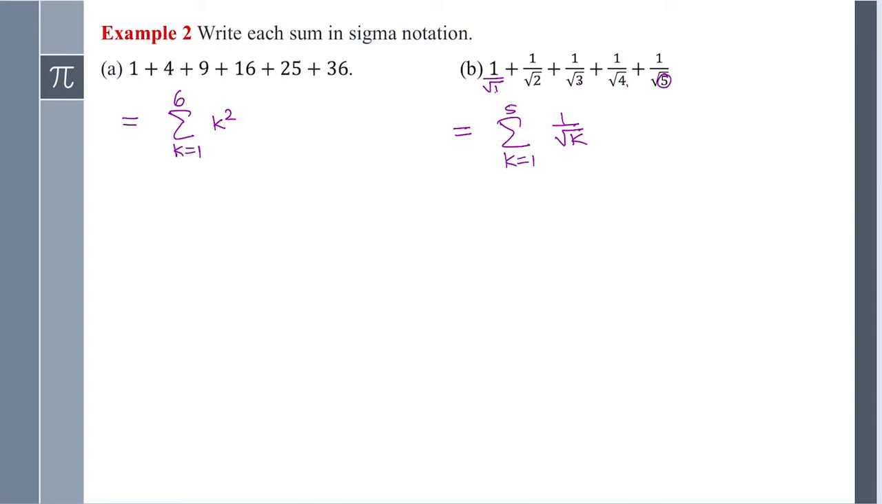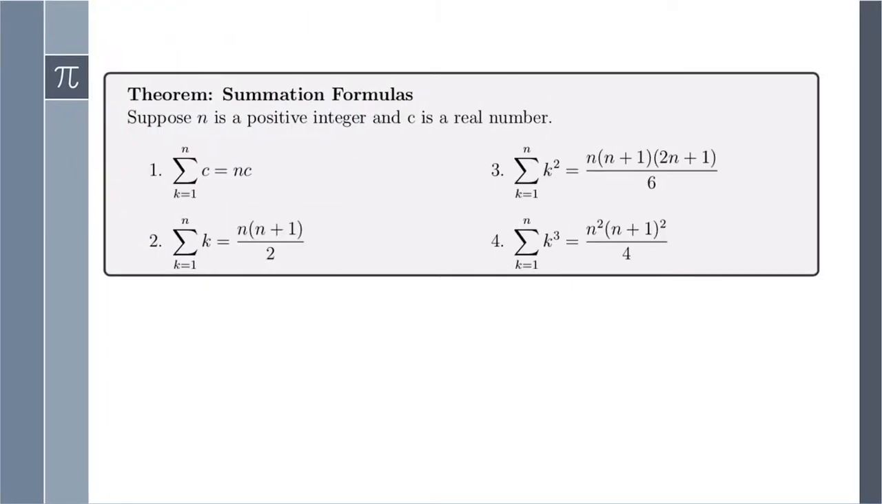Okay. Now let's look at another example. Oh, so we have a theorem here. These are very important when we do the Riemann sum. So you need to remember these sums, okay? So the first one is the sum of a constant.